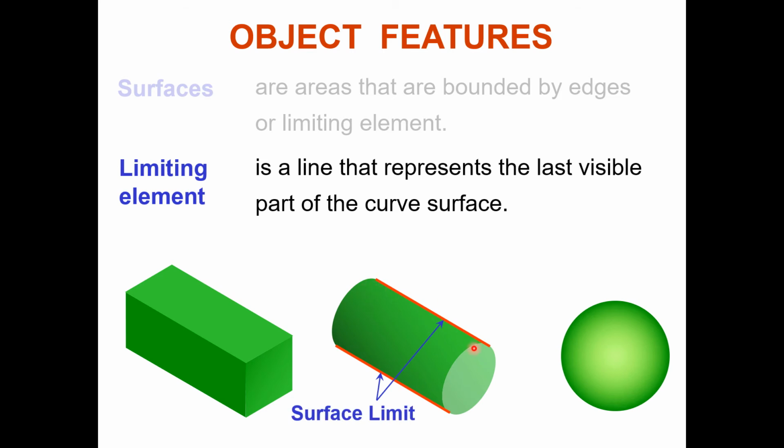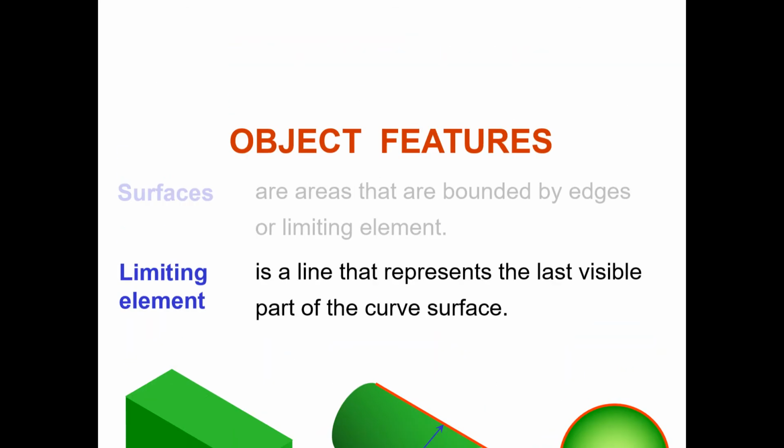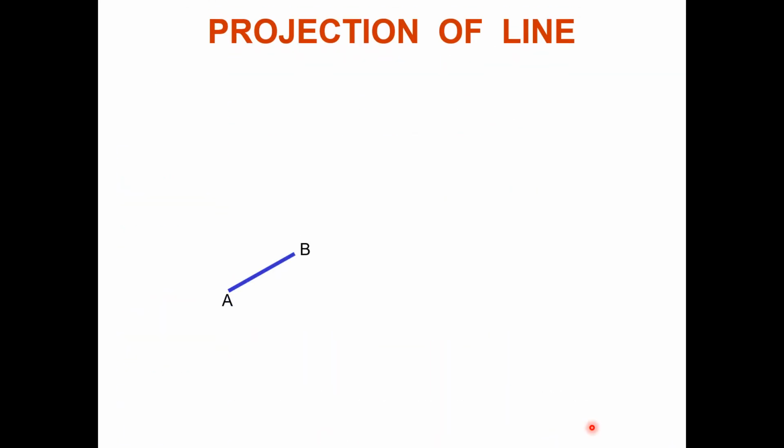Here its limiting line is this. For the circle, that is a surface limit line. Projection of a line. If we see this line from the top, then definitely a line will be seen. If we see the line from the right, you can understand there will be a line. But if we see the line from this side, then we will see only the point.